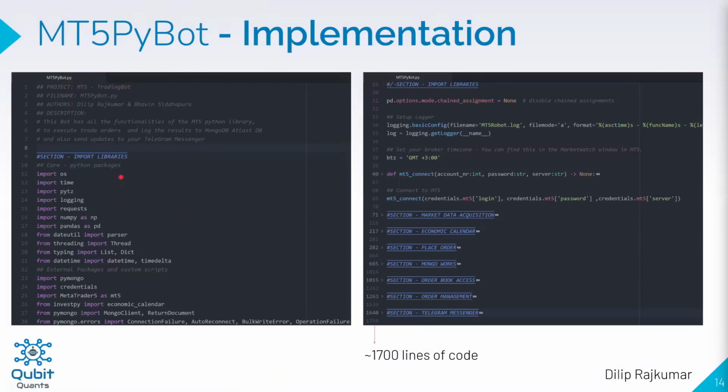So all the various sections that I have just described till now have been coded in about 1700 lines of code in this MT5PyBot Python script. This was quite an effort spread over 2 months of development and then a further 1 month of testing and debugging to rectify the mistakes, and then finally we have it working in a satisfactory manner now.